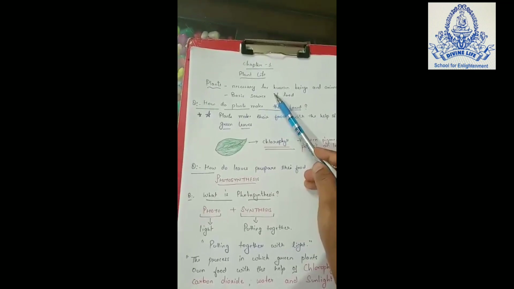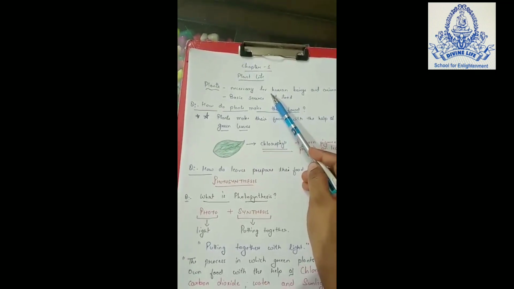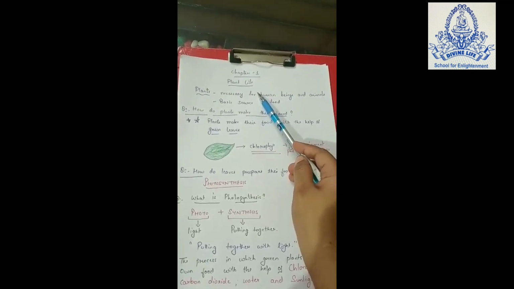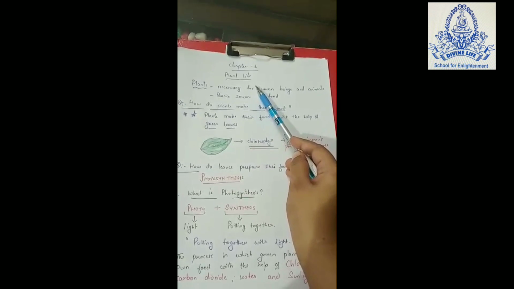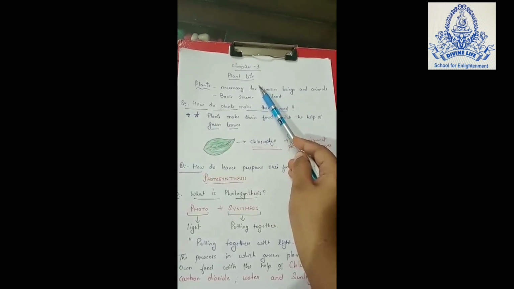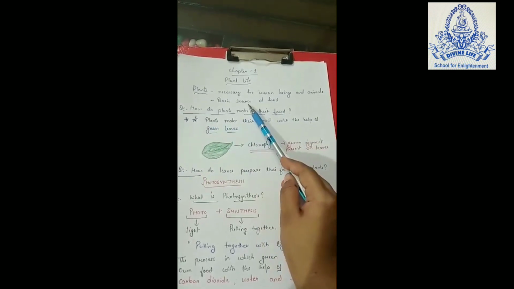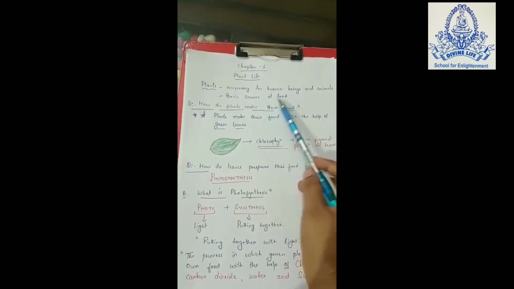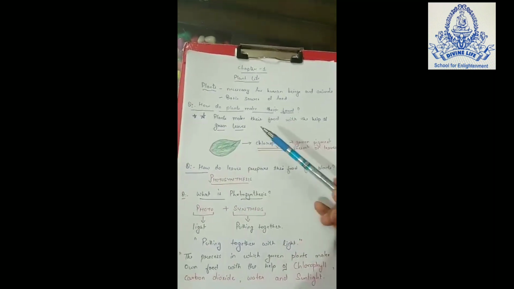Now, today we are starting with the science first chapter, that is plant life. We are going to discuss the structure of the plants and how they prepare their food. In the earlier class, we have discussed the parts of the plant. You all must remember that. Now we are going to continue from that only, and we'll revise the earlier syllabus also, and continue with that.